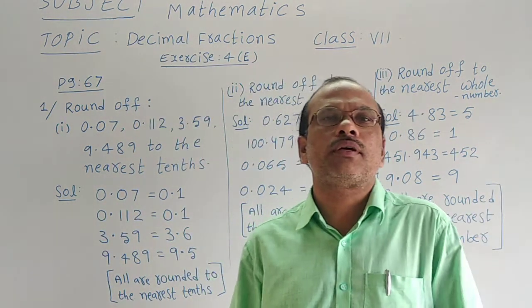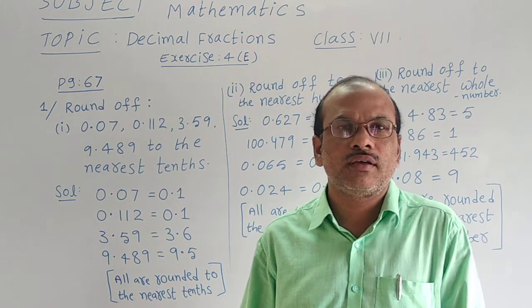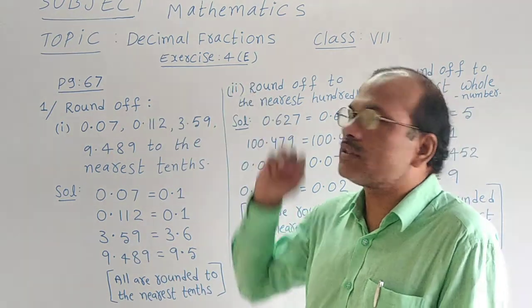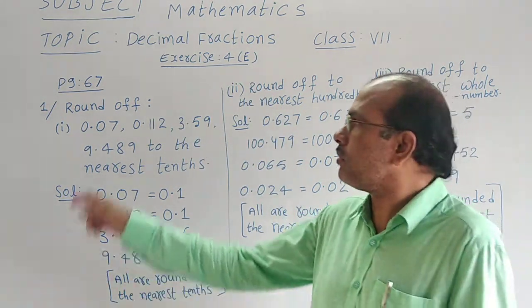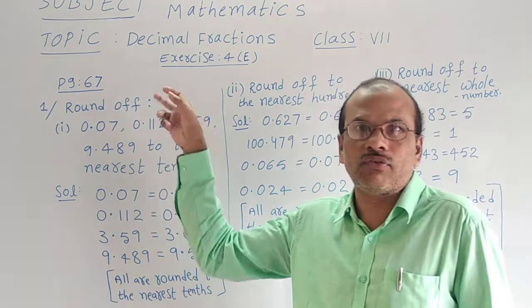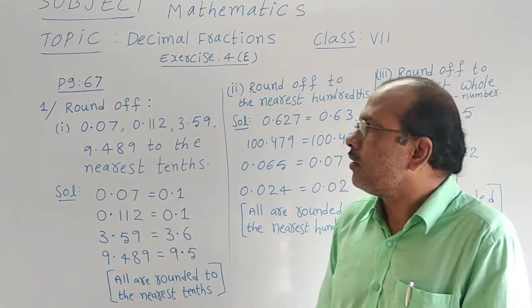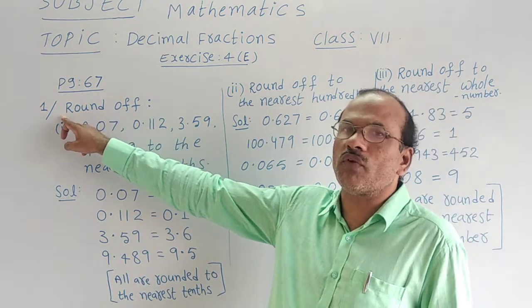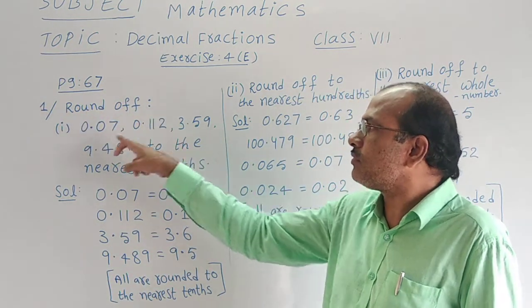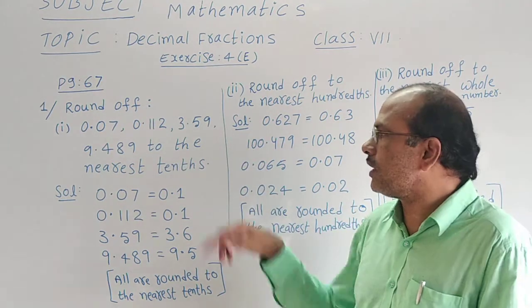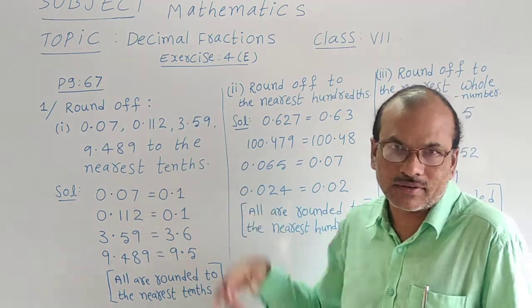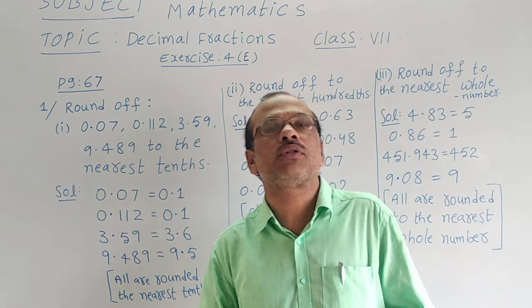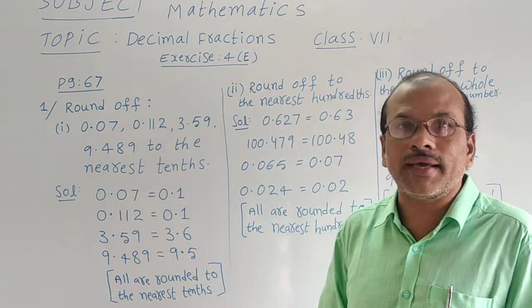We were in the chapter decimal fractions. That is exercise 4E on page number 67. All of you open page 67, exercise 4E. Question 1. Round off the given numbers to the nearest tenths.